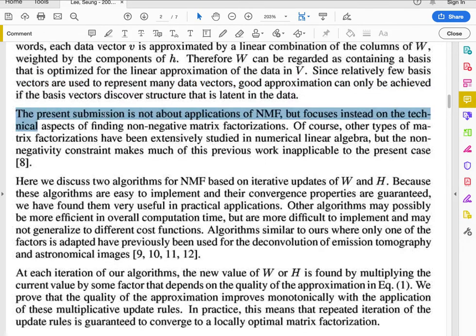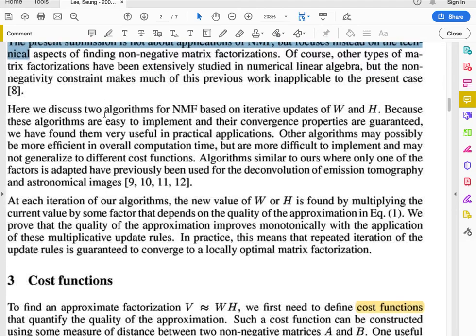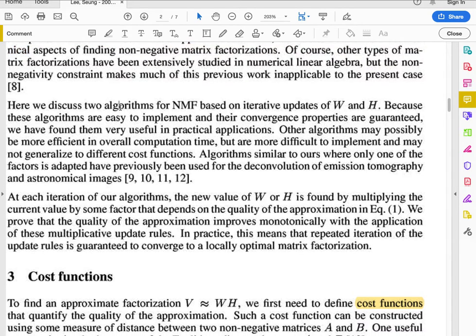Okay, the present submission is not about applications of NMF, but focuses instead on the technical aspects of finding NMF factorizations. Of course, other types of mathematical factorizations exist, okay, fine. So this paper is about the derivations, not about applications.